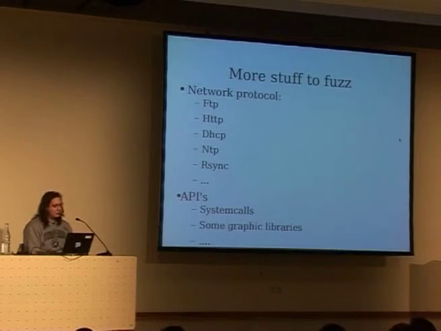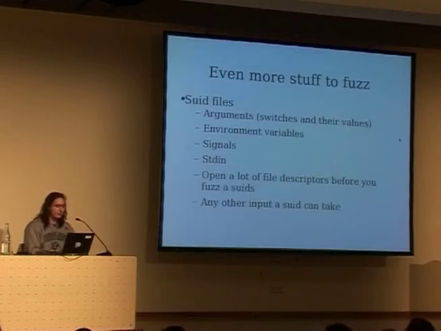APIs and system calls are the obvious ones. Graphic libraries are probably also exceptionally obvious, because they're going to be parsing a lot of length fields and stuff like that. And you just got to get it wrong once, and bam, there's a heap overflow or something. Right. So even more stuff to fuzz. SUID files, which is what I talked about in like the third slide or something.